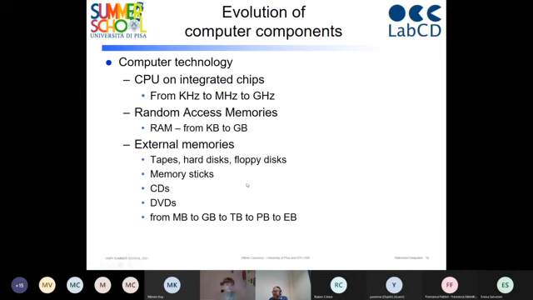And the same thing is also true for the external memories, in which today we have the memory stick that we are using outside of the computers. Let's forget about the CDs and the DVDs that are slowly disappearing.